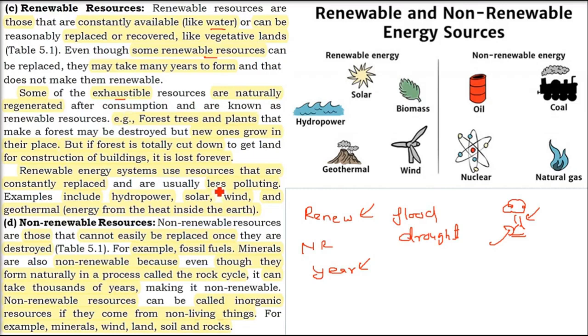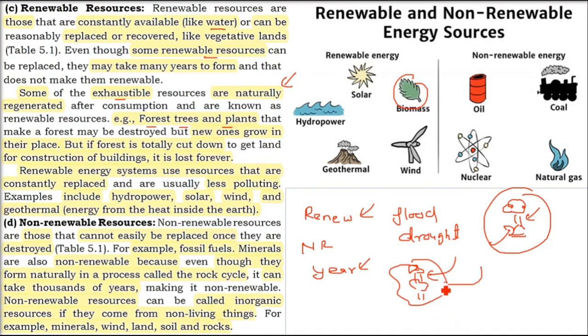Some of these resources which are exhaustible, that is, which are going to be finished, are coming from nature. They are naturally regenerated. I gave you the example of forest, trees and plants. If we cut a forest or plant, the plant and forest will come by itself. If you leave a land, a new one will grow by itself. But if you cut a forest and use this land for a human purpose, like construction of a building, it will be lost forever. That land will never grow the forest or plant. Okay? Then it will not be renewable.